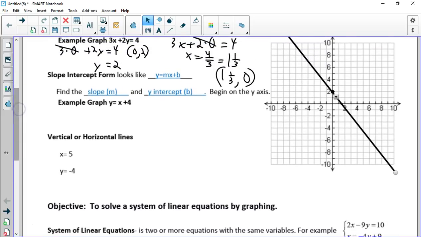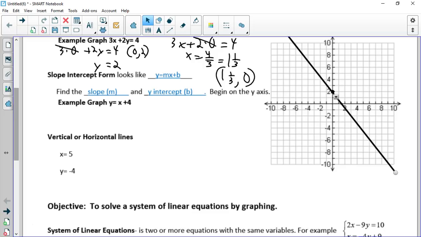Now, we're going to do the line y equals x plus 4. Now this is what slope-intercept form looks like. It's y equals mx plus b. Again, this should all be review for you. Find the slope m and the y-intercept b. And we always start on the y-axis.